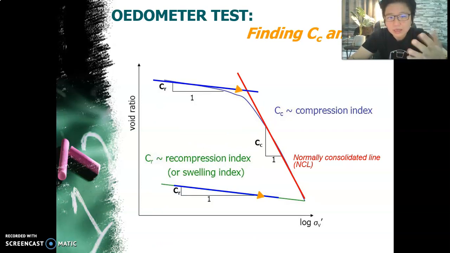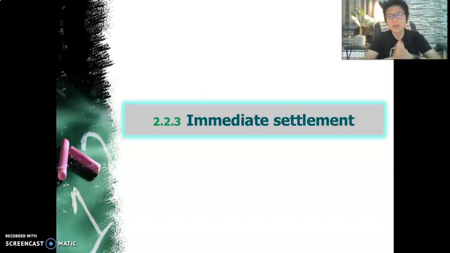And remember, there are two lines to see. This recompression line is a parallel one to the initial one, so you can draw this and then bring it up to make the correction for the first one that you may not have. Okay, now let's go into more detail about this settlement, the immediate settlement, consolidation settlement, and also creep.